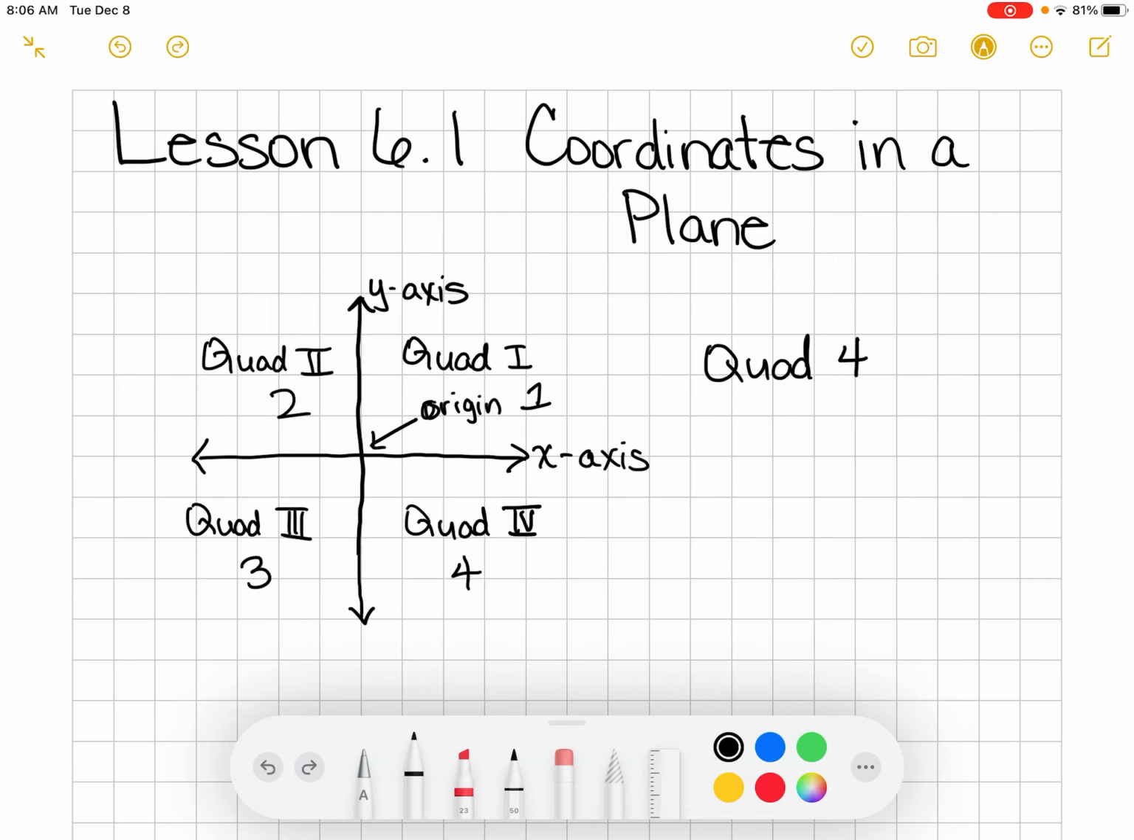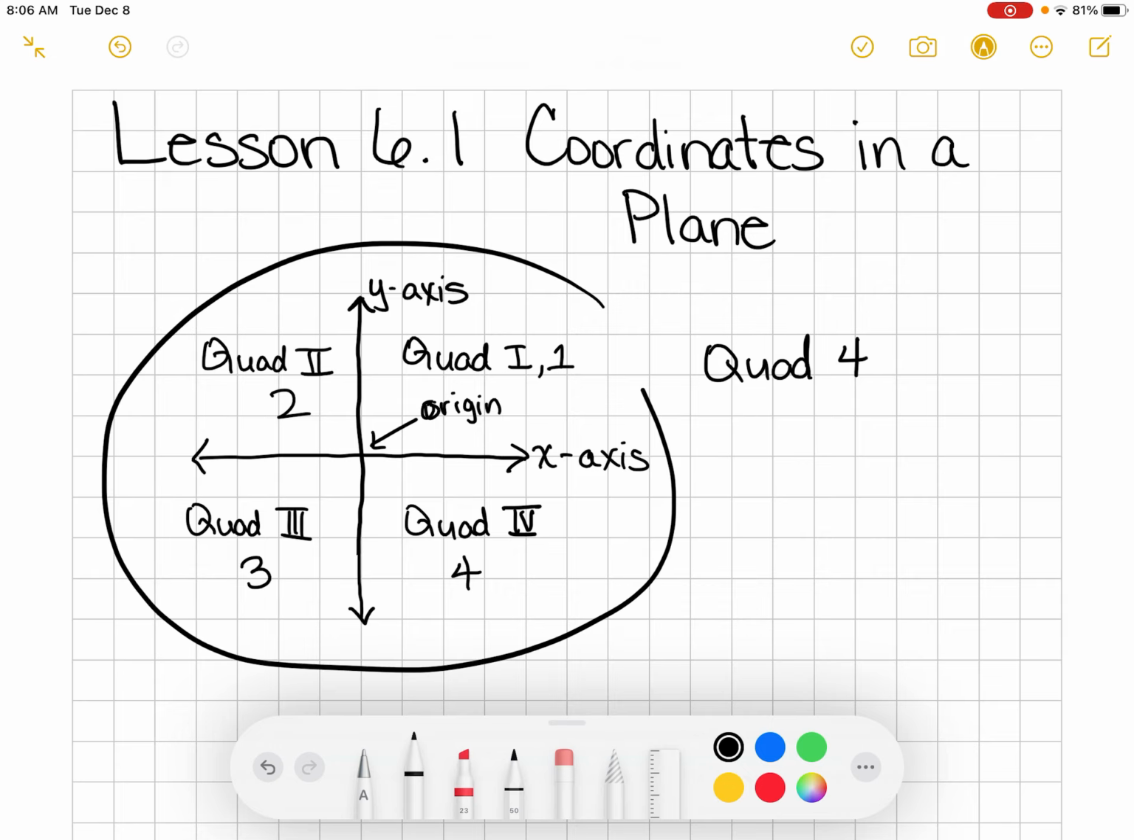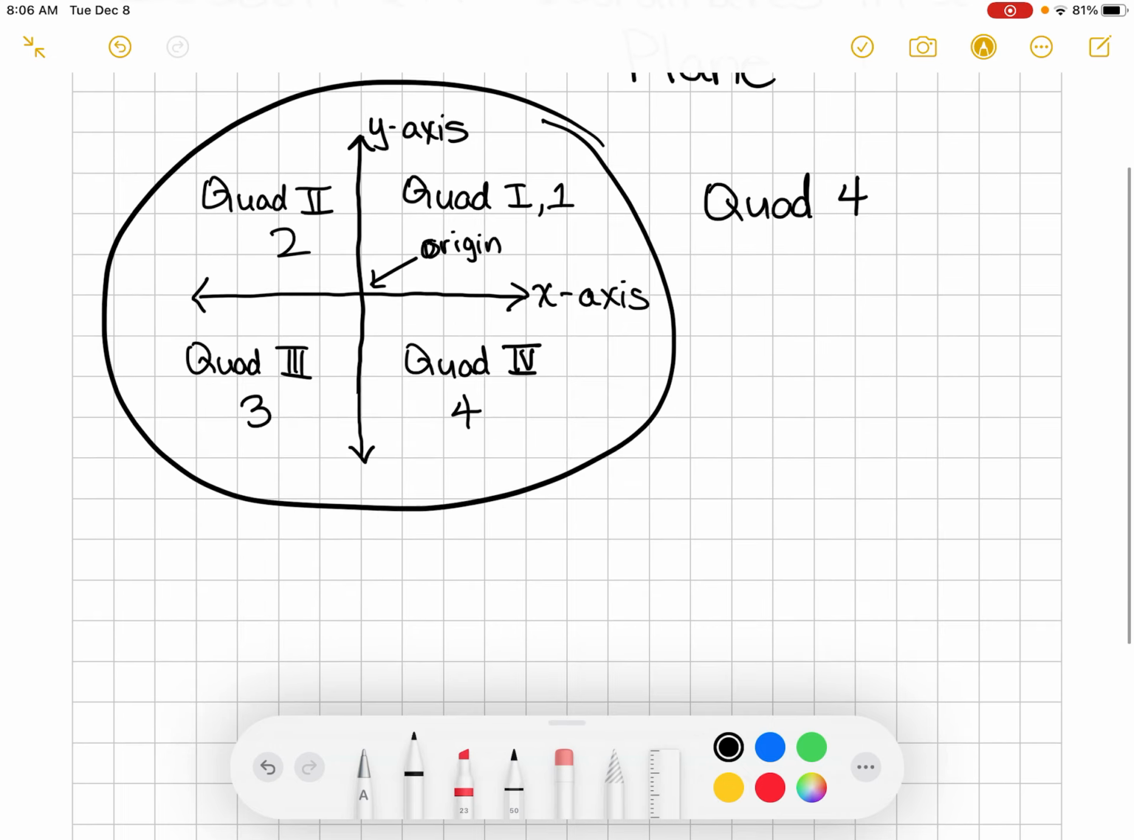I'm going to erase this because it looks like it's the same origin one. We have the y-axis and the x-axis. We have the origin, and then we have the 4 quadrants. So those are the 7 things you will need to label on a graph. So make sure that you keep this. It's important that you know how to do that.